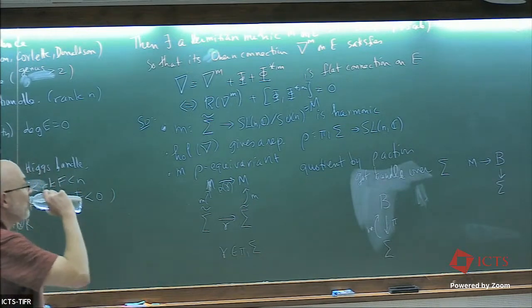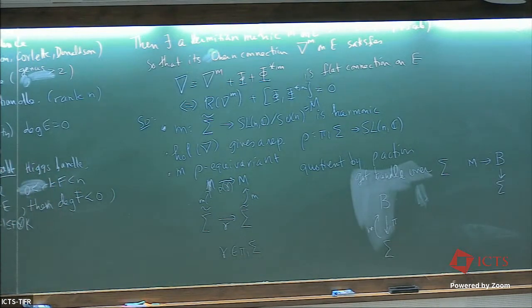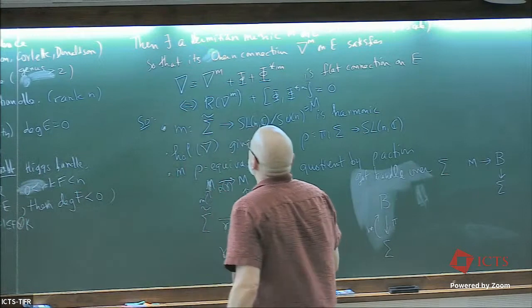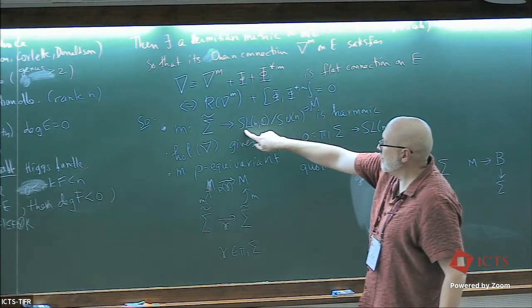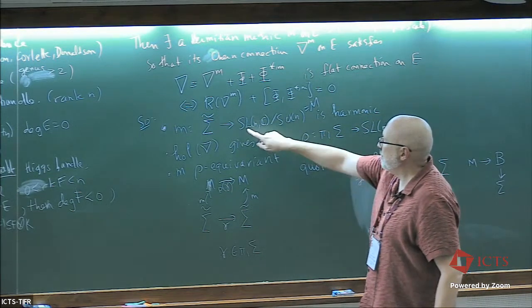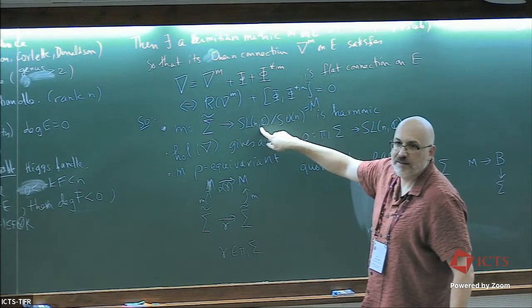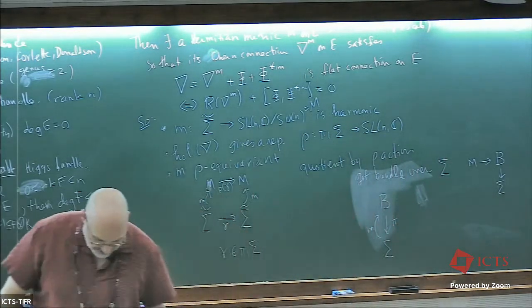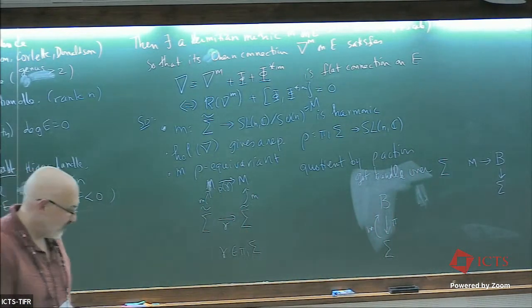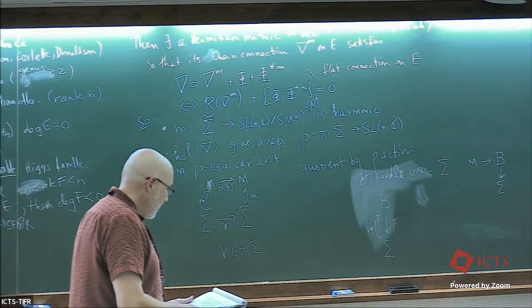One more thing to say is that our restriction to the degree of E equal to 0 allows us to consider SL(N,C) maps more naturally as opposed to GL(N,C), which also makes things a little bit nicer.